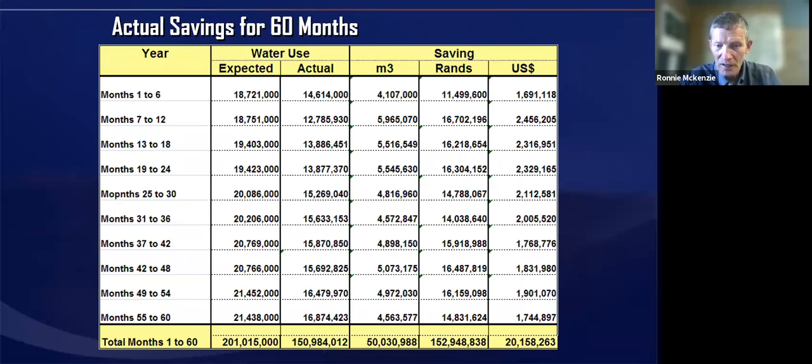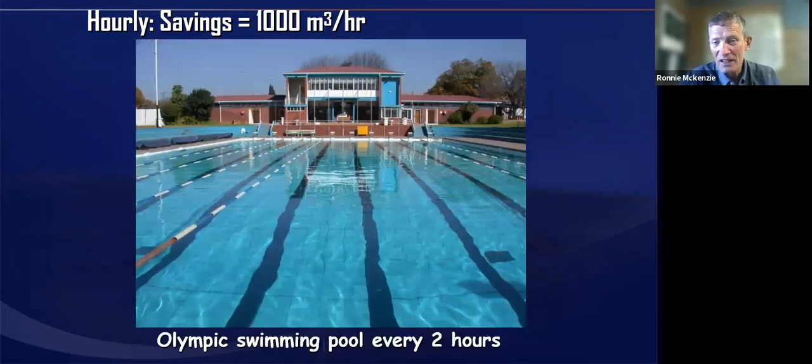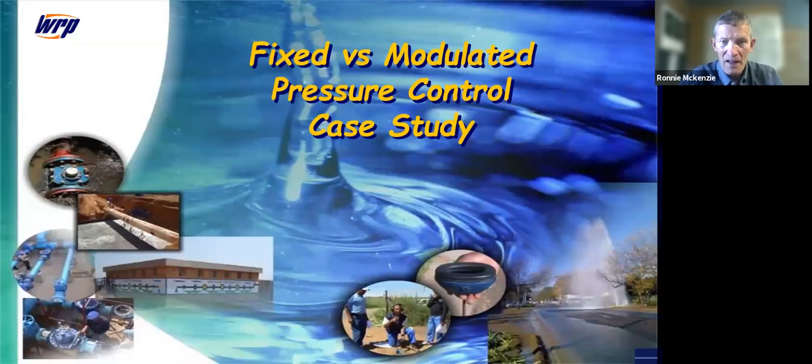It saved, in those days, about $20 million based on water that was, it's now 10 times the price, the water, I think, 5 times the price. So it would be a lot more today. Savings, again, 1,000 cubes per hour, just like Kailicha.